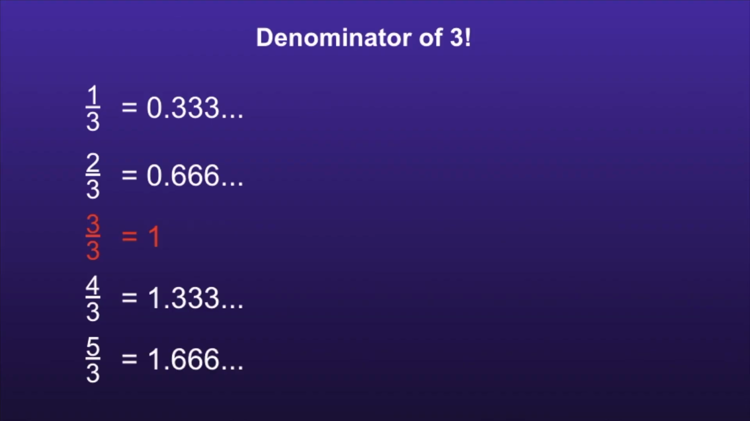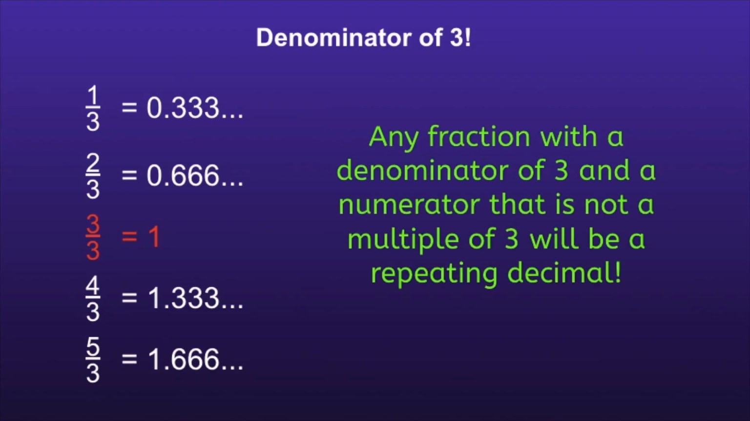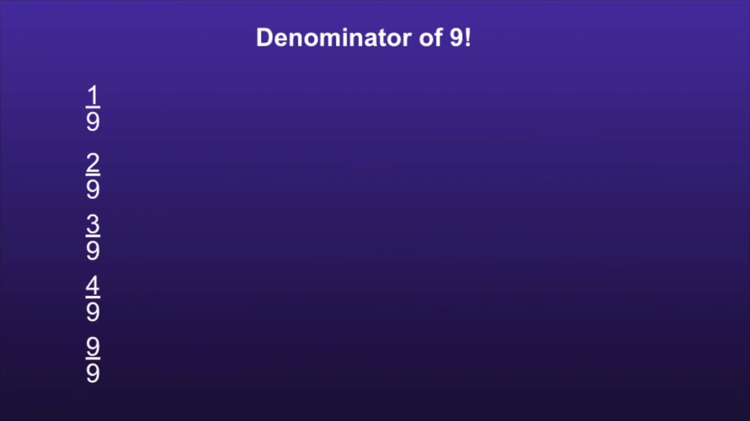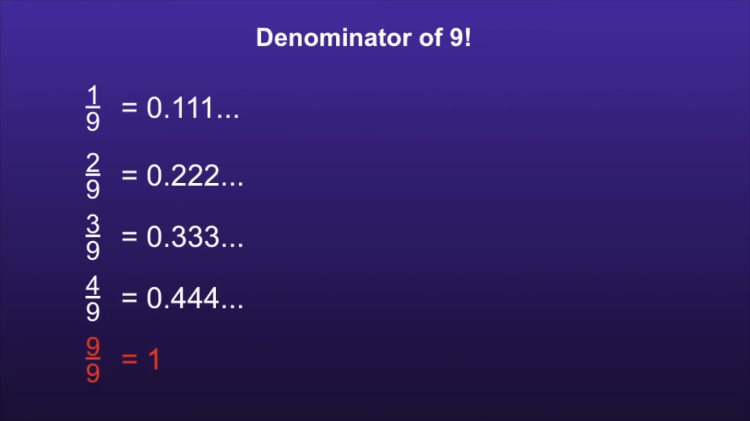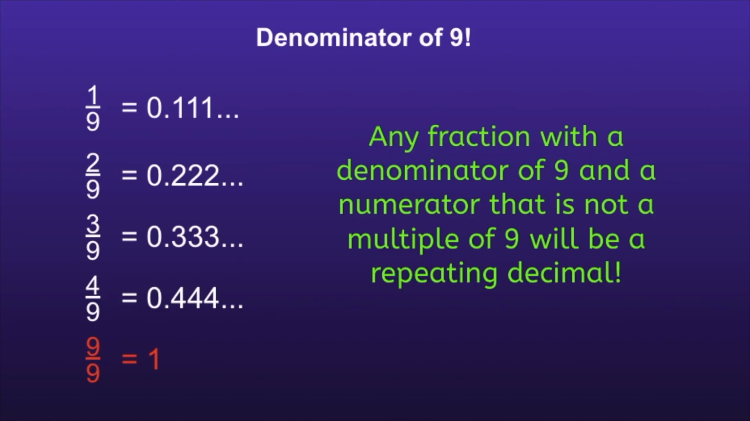So what can we take from this information? That any fraction with a denominator of 3 and a numerator that is not a multiple of 3 will be a repeating decimal. This also works when we have a denominator of 9. So we can know then that any fraction with a denominator of 9 and a numerator that is not a multiple of 9 will also be a repeating decimal.